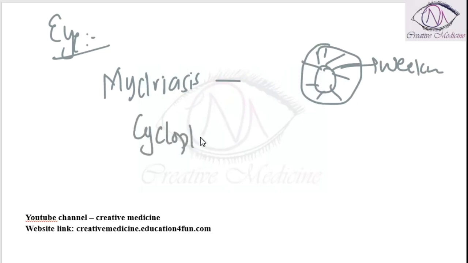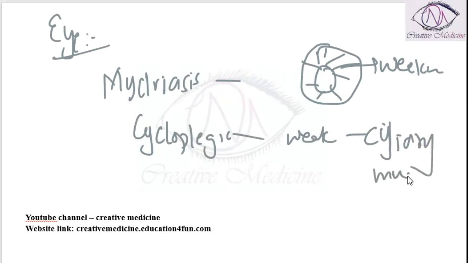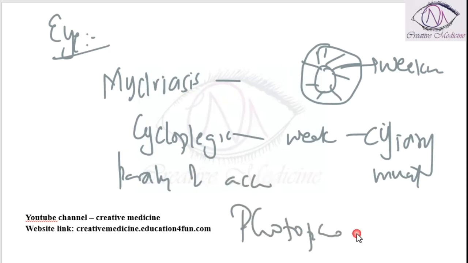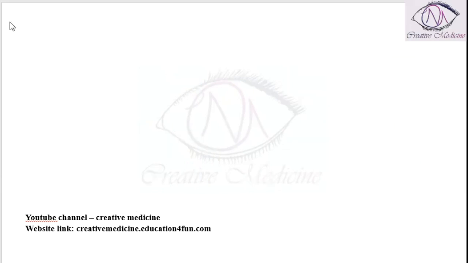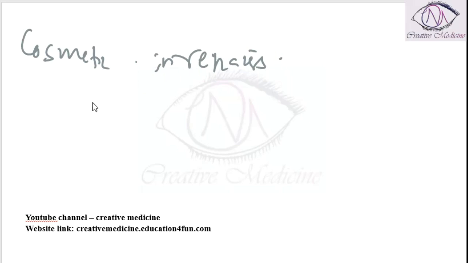Atropine causes cycloplegia because it weakens the ciliary muscles of the eye. It causes paralysis of accommodation. It causes photophobia. Dry eyes are seen due to atropine because it inhibits the secretion of the lacrimal glands. Belladonna was used as a cosmetic in the Renaissance world.